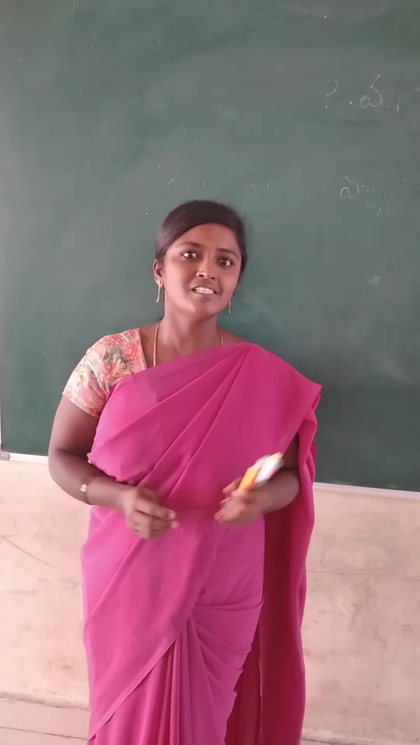Now, I will remove 1, 2, 3. See, 3 sketches I have removed. So, how many sketches are here, Rimal? 7 sketches. Very good. So, something taken away from one number.